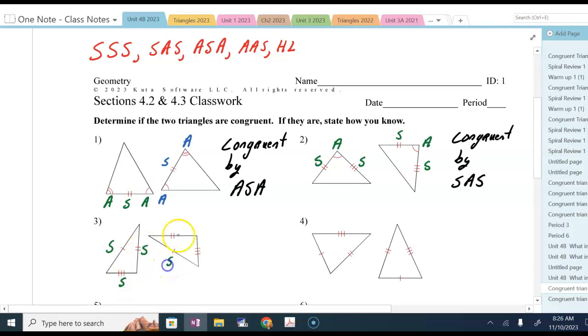When you take a look at problem number 3, we have side, side, side in the left triangle, side, side, side in the right triangle. So for problem 3, they are congruent by side, side, side.